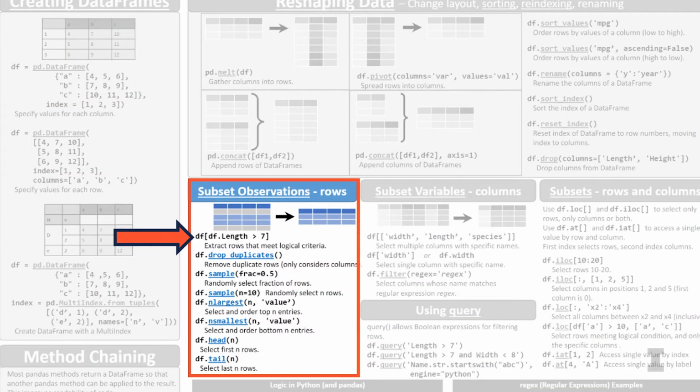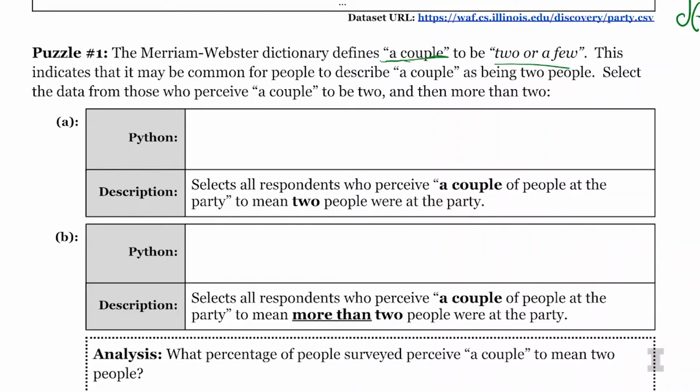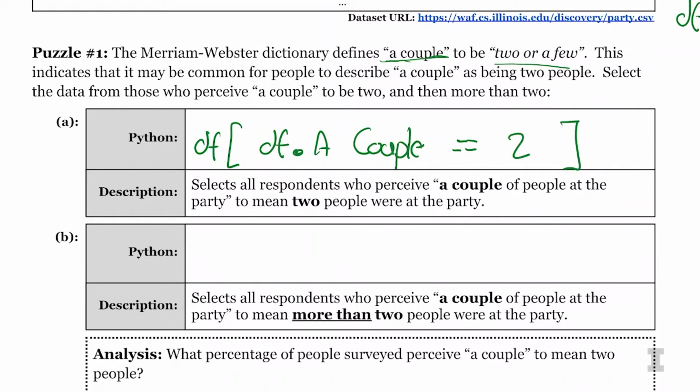And looking at the cheat sheet, we see that the very first subset observation, to extract rows that meet a logical condition, is going to be df[df.length]. And this is if we're looking at the length column. So I'm going to follow the same syntax, but I want to look at a couple column. So here we say df[df.a couple. And because we're writing a conditional and we want exactly equals, we're going to use a double equal sign. And because we are looking at a number, we're going to use no quotes. So we want to know when, in df, the column a couple is double equals to 2.